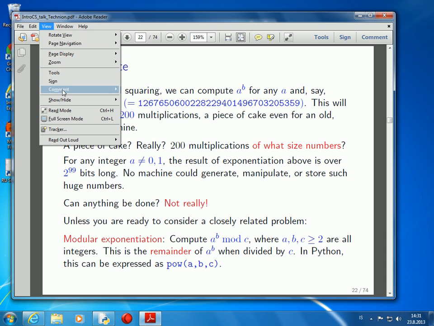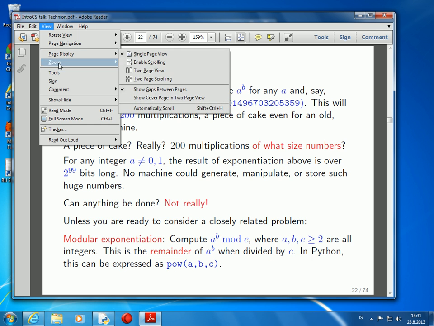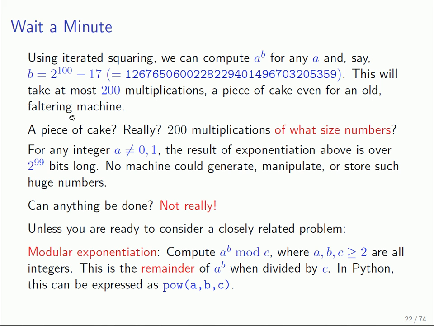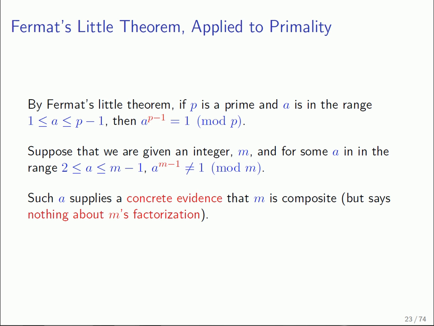View. Full screen. Okay. So the question is: is this modular exponentiation useful for anything? Fortunately it is. So here I make a small mathematical diversion. There is Fermat's little theorem. It says that if P is a prime and A is a number between 1 and P minus 1, then A to the P minus 1 is always 1 modulo P. That's the little theorem of Fermat. This we knew how to prove many years ago, and actually the proof is elementary.